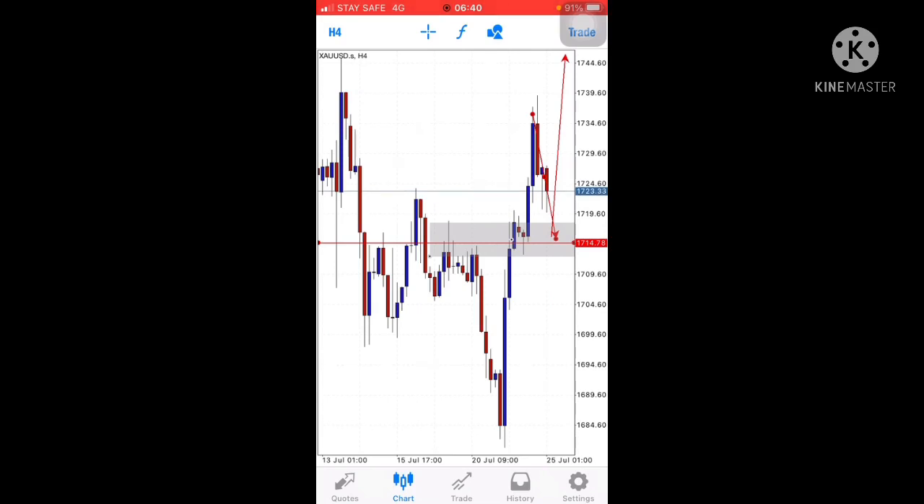Okay, let's take money management, take risk management carefully, and use proper lot size.